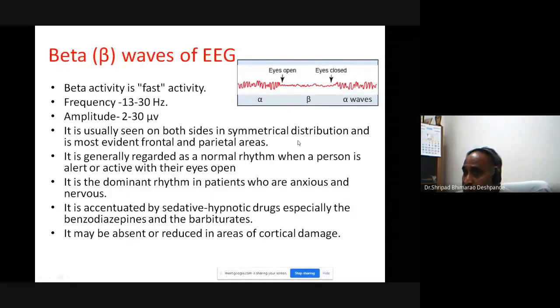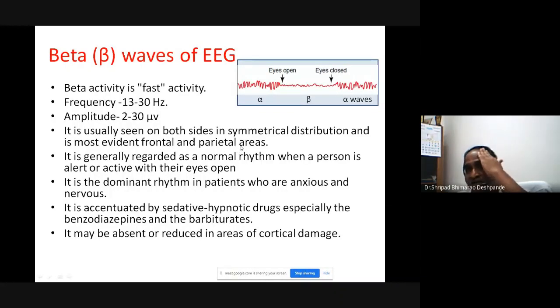It is usually seen in the frontal and parietal areas. The frontal area is this, parietal area is this. It is between the frontal and parietal areas.